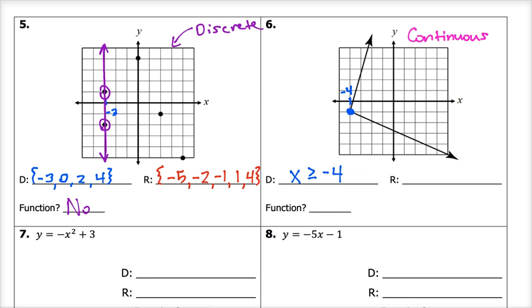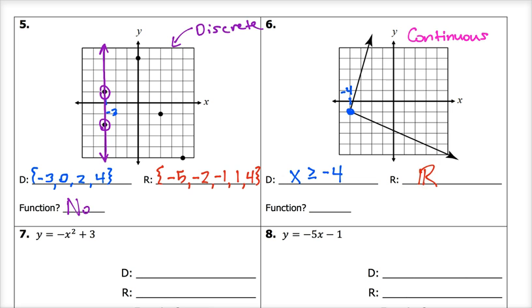The range of this graph, well, because it goes forever in a negative direction in terms of the y values this way, and forever in a positive direction this way, there's no limit on the minimum or maximum y value. We would say the range is all reals for this graph.